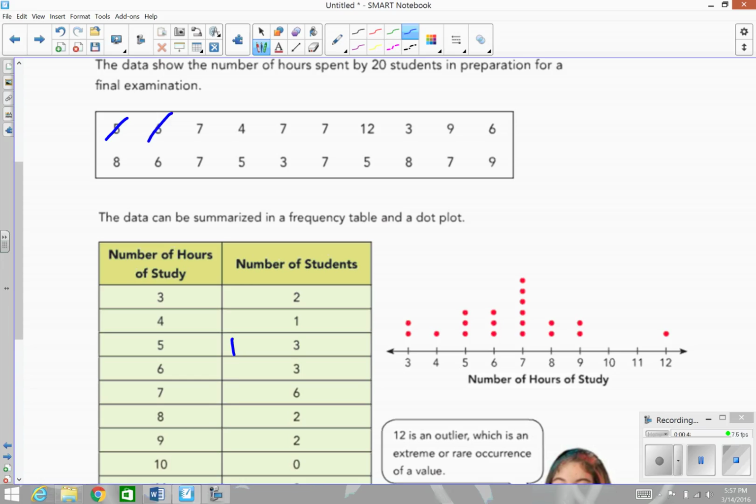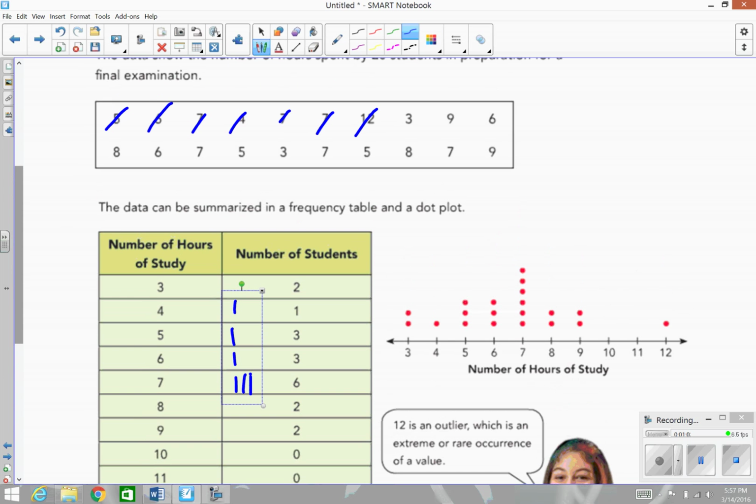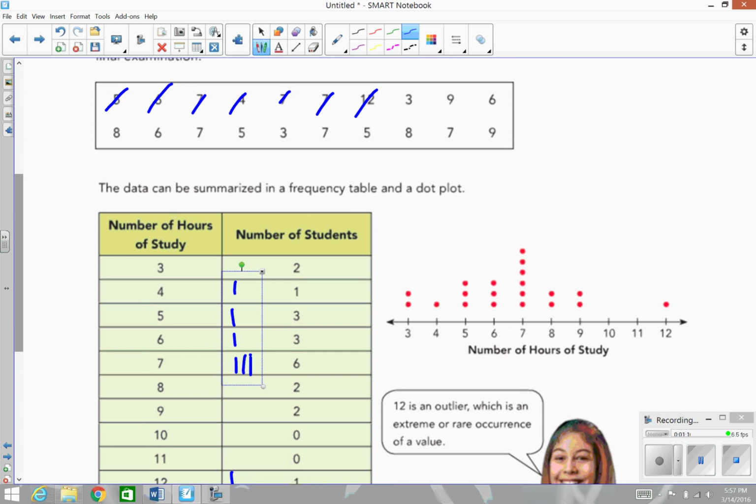And then this person studied 6, 7, 4, 7, 7, 12, so on and so forth. And then they counted it up and they said, okay, 2 students studied for 3 hours, 1 student studied for 4, 3 students studied for 5, etc., etc. And once you know that, you can build your dot plot.